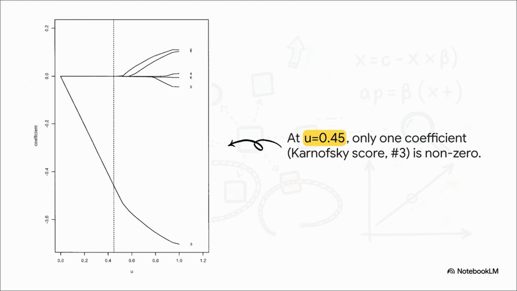We take our chosen value of 0.45 and draw a vertical line. Now look where that line crosses the paths of all the different coefficients. Bam. Only one variable, something called the Karnofsky score, has a non-zero coefficient. Every single other one has been shrunk all the way to 0. The Lasso just told us what matters most.